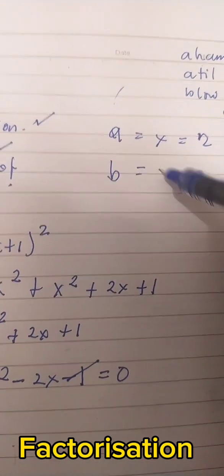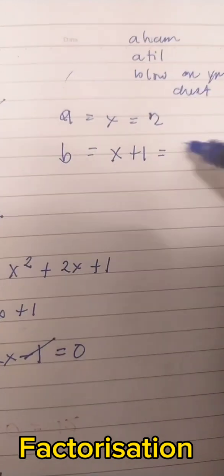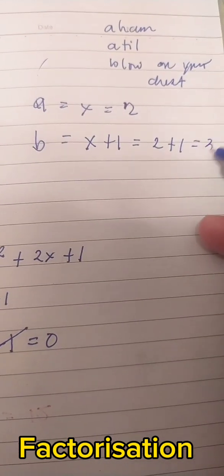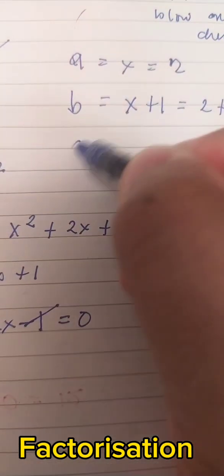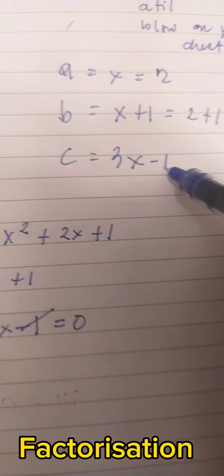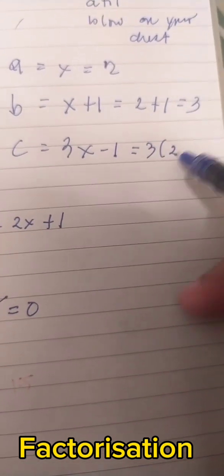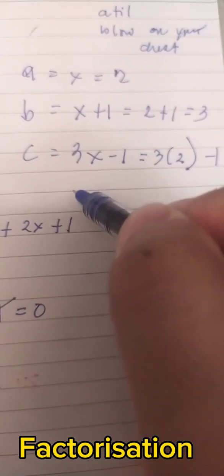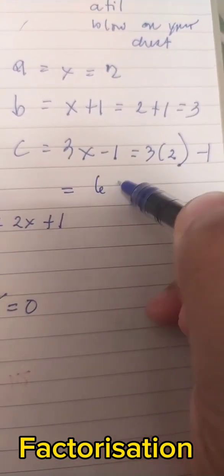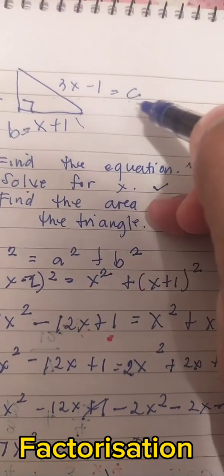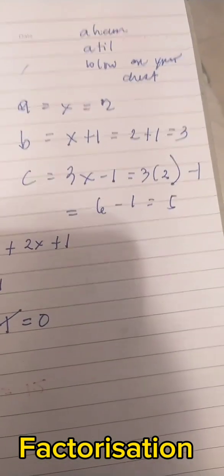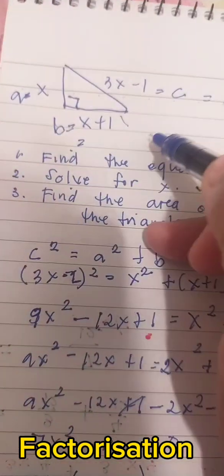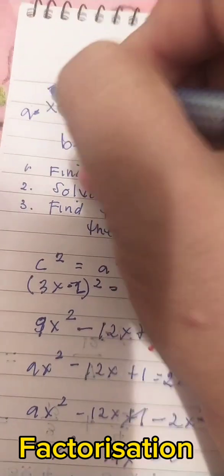Ang b is equal to x plus 1 is equal to 2 plus 1 is equal to 3. Yan ang b natin. So, ang ating c is equal to 3x minus 1. So, 3 times 2 minus 1 is equal to 6 minus 1 is equal to 5. So, yan ang value ng ating c. c is 5, b is 3, and then x is equal to 2.